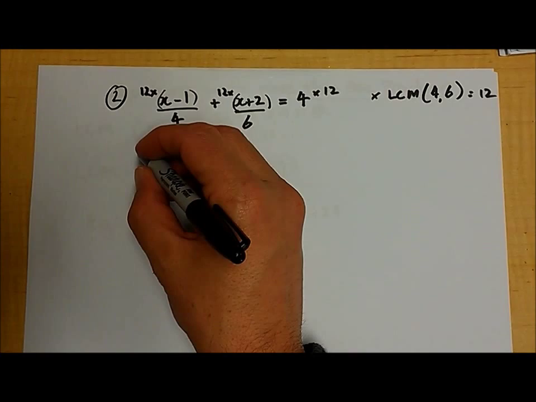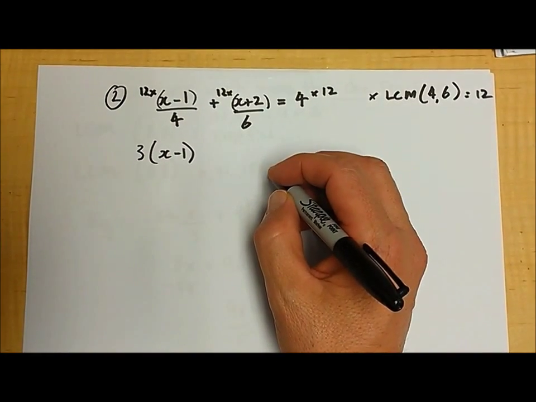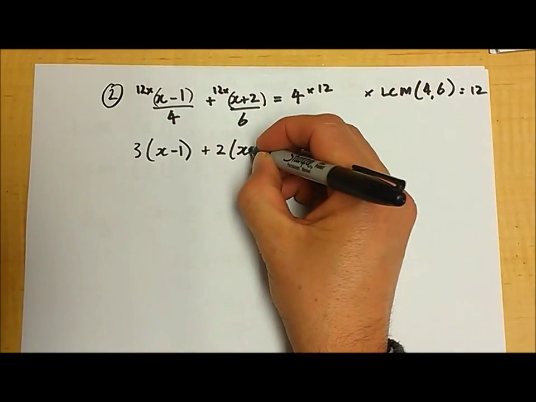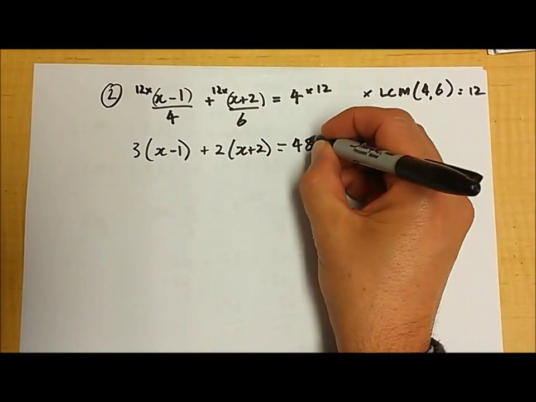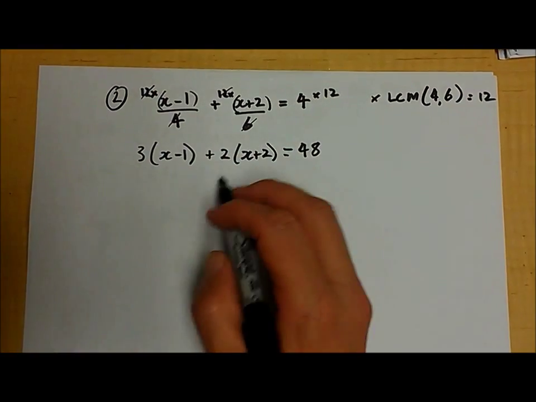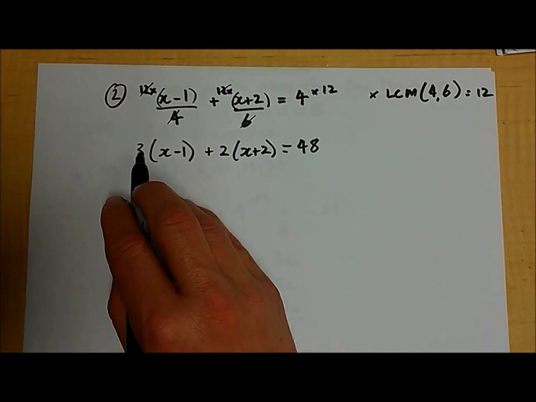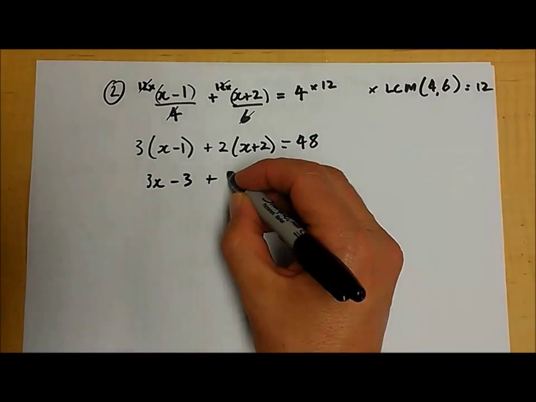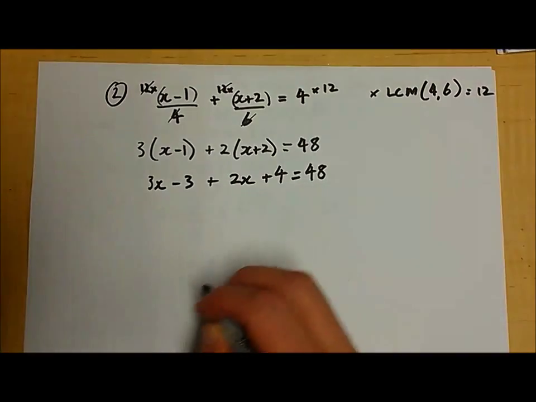4 goes into 12 3 times. 3, the grouping symbols there now, x minus 1. 6 goes into 12 2 times, and I start with the x plus 2. And 4 12s are 48. So I've simplified these ones down to these numbers, keeping the grouping symbols there that I've put in to make my life easier. So I'll get 3x minus 3 plus 2x plus 4 is equal to 48.